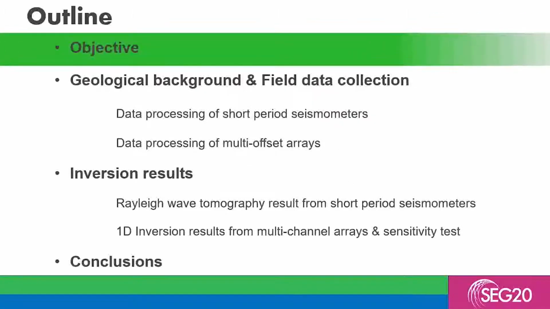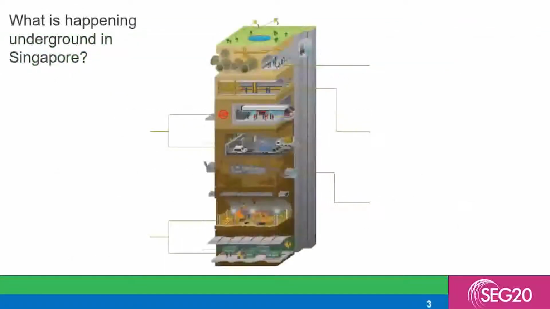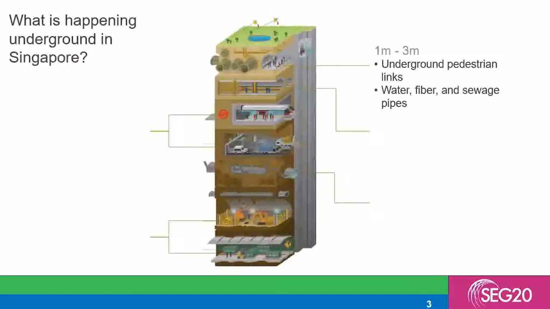In the first part, I will introduce the objective of our work. Singapore is a very small city but has a very dense population, around 5 million people. Among the limited human habitable area, around 23% is reclaimed area. Due to this lack of space above ground, making better use of underground space is more essential for a metro city like Singapore. So what is happening underground in Singapore?